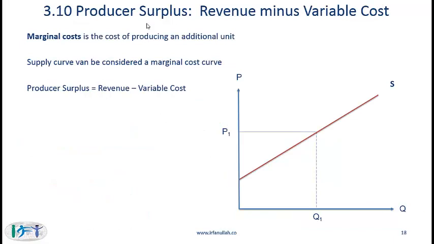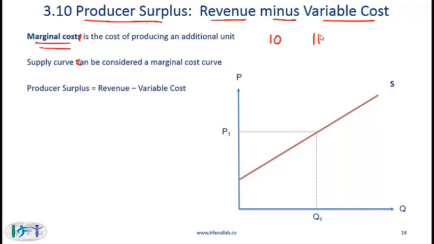Coming now to producer surplus, which is revenue minus variable cost. We've talked about marginal cost before. Marginal cost is the cost of producing an additional unit. If you think about it, let's say that the cost of producing an additional unit is 10, then a firm will sell that item for at least 10. If the cost of producing the next unit is 11, then the firm will sell for at least 11.